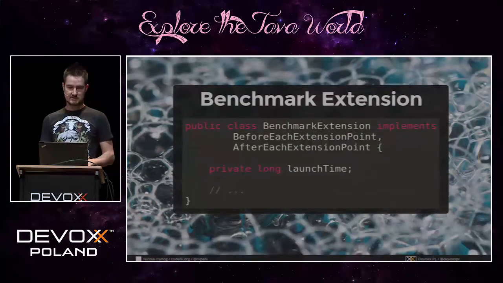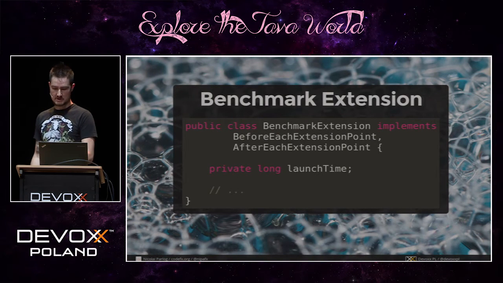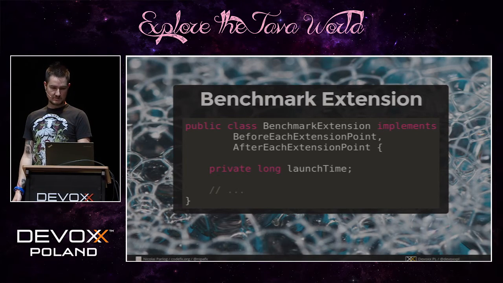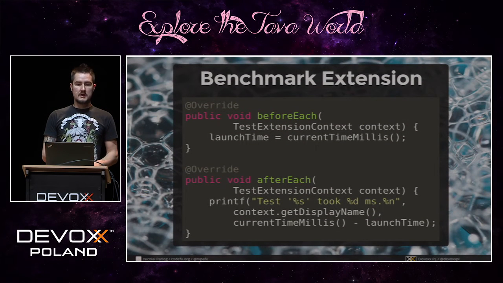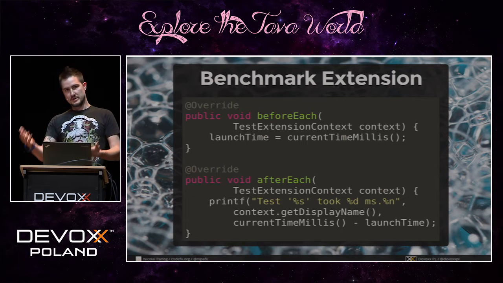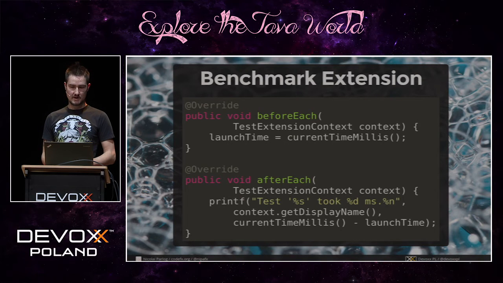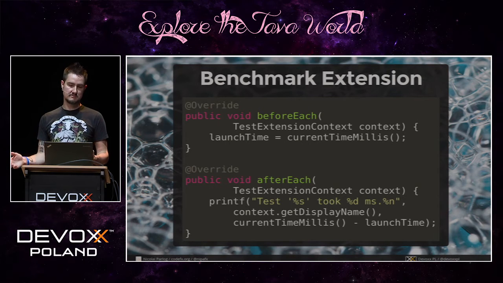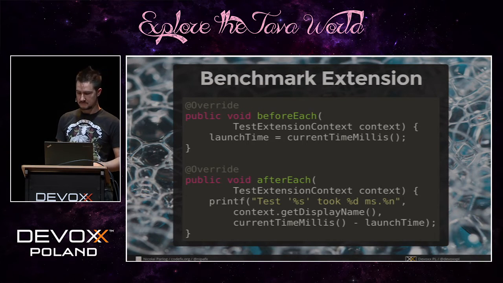Seems straightforward. So we have this benchmark extension. It implements both of these extension points, before each and after each. And we have this field where we store the launch time. So before each test, we just call System.currentTimeMillis and store it to the launch time, and we're done. And after each test, we do our computation. We again take the current time and subtract the launch time, so we get the actual runtime. And in this case, we just print it to the terminal. So that was pretty easy, right?